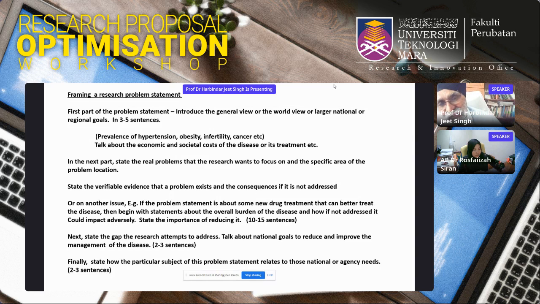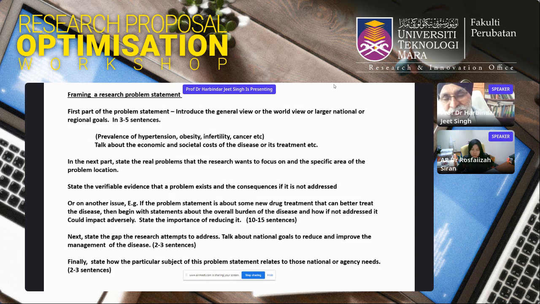All right. And in the next part of the problem statement, you state the real problems that the research wants to focus on. So if you want to develop a vaccine, for example, for COVID, you will talk about the gap that is not there for you to be able to do that. So you will talk about the real problem, the research that you want to do. You want to study the genome of the virus so that you will be able to develop a vaccine. All right. Or, for example, if you have a new drug that you think could work, and it needs to be tested.